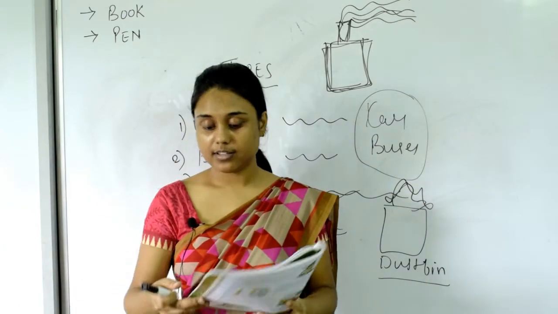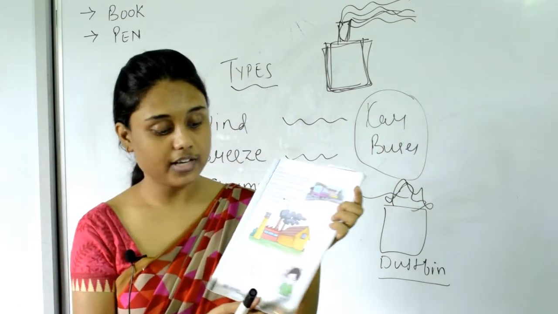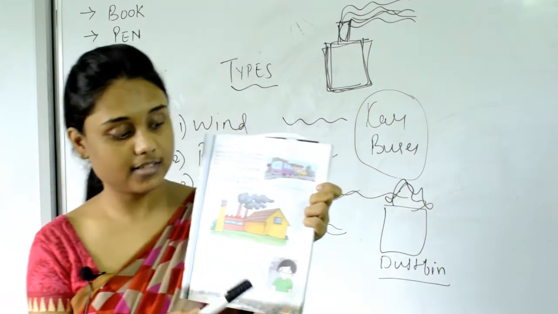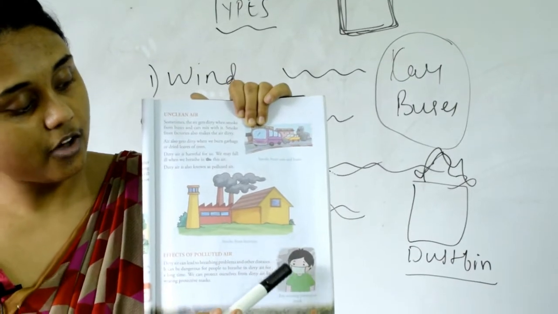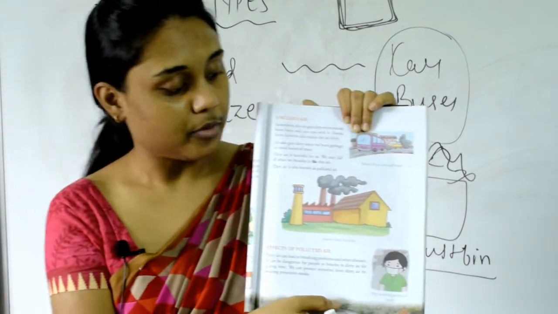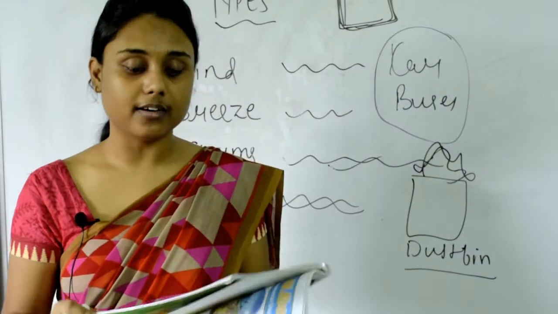Now see, in this page a boy is wearing a protective mask. This boy is wearing a mask. This is how we can wear a mask and protect ourselves from the polluted air.